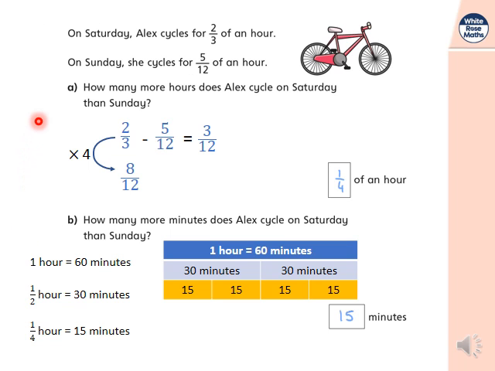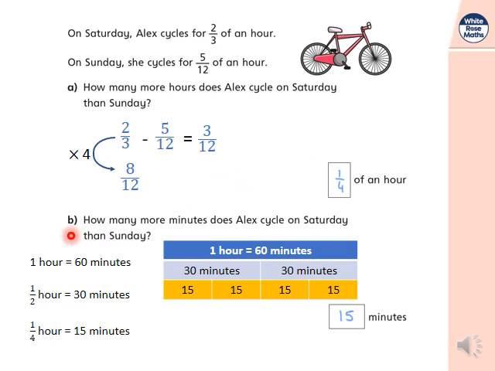Well, let's see. On Saturday, Alex cycles for 2/3 of an hour. On Sunday, she cycles for 5/12 of an hour. So how many more hours does Alex cycle on Saturday than Sunday? So we should have done 2/3 subtract 5/12. And we should have multiplied by 4 to turn our 2/3 into 8/12, and then done 8/12 take away 5/12, which equals 3/12, and 3/12 is the same as a quarter of an hour.